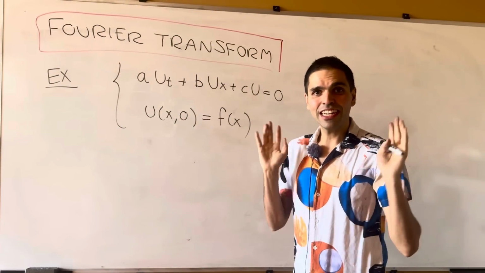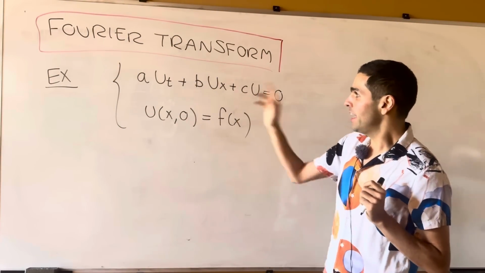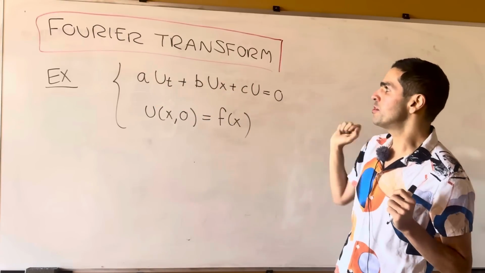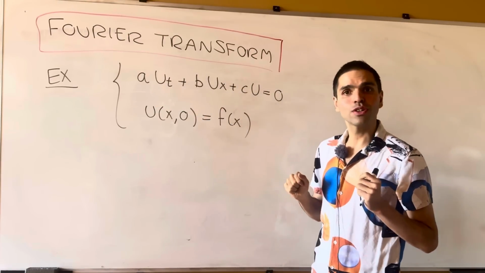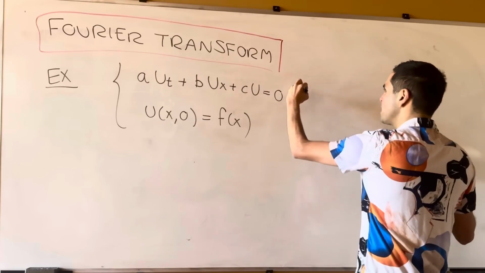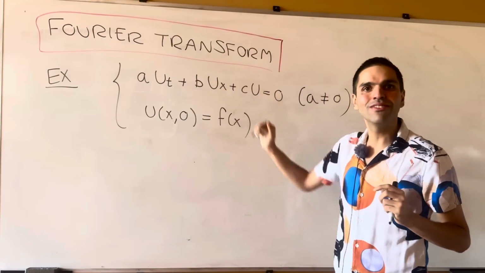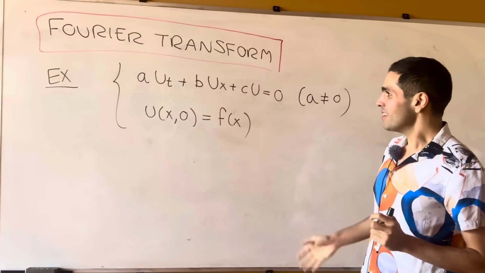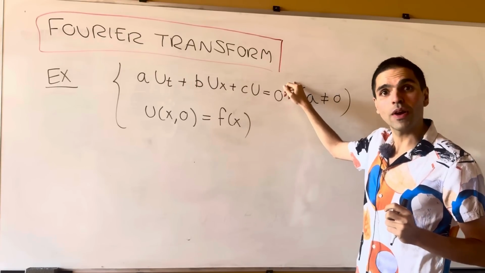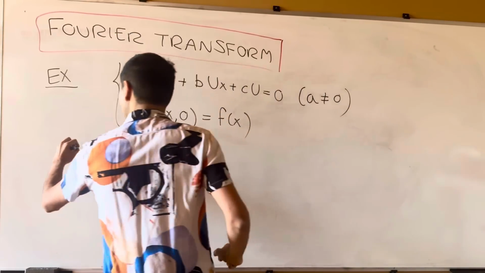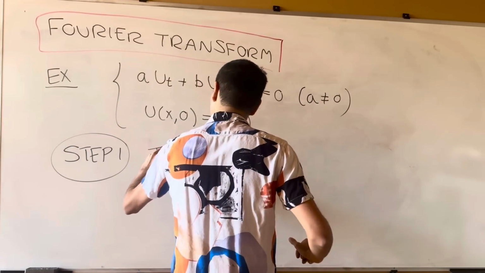Thanks for watching, and today let's practice a bit with the Fourier transform and solve a u_t plus b u_x plus c u equals 0 with some initial condition f of x, where here a is non-zero, otherwise the PDE would be a bit boring. Now, for this, we first need to apply Fourier transforms on both sides. So, in other words, put hats on both sides.